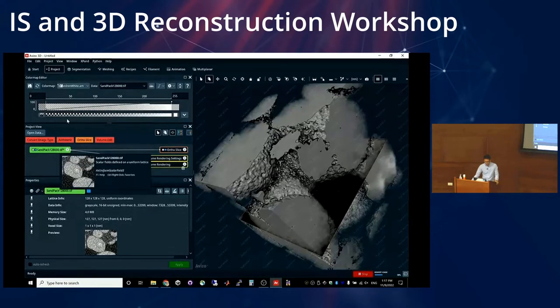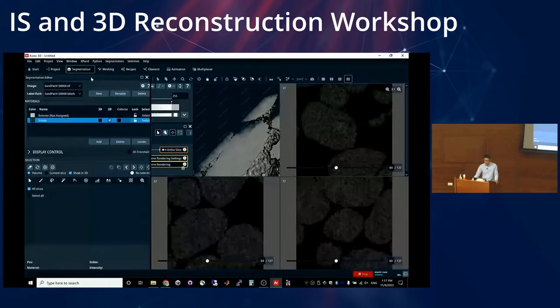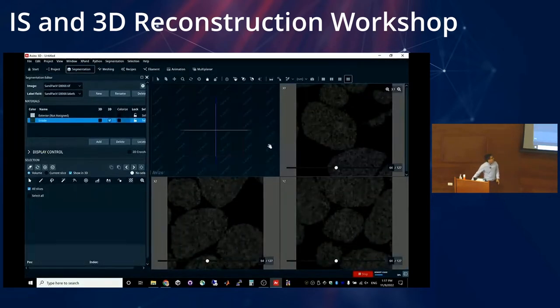I'm going to click on the data set I want to segment, and I'm going to go to the segmentation editor. This is what we're mainly going to be working with today. It can look a little bit overwhelming, but we're going to go through this together. Here you have the views of your data along the different planes, XY, YZ, XZ.